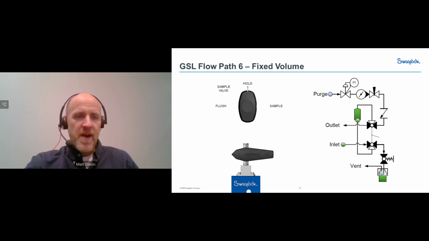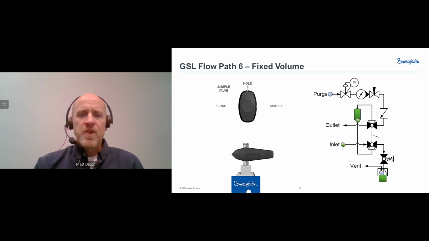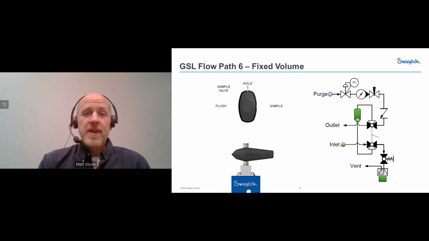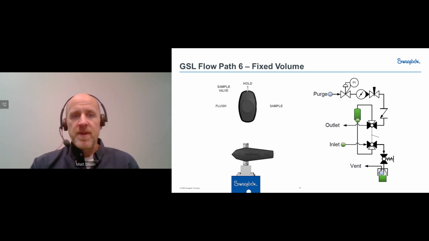So when I switch my valve handle to the flush position, it switches those ball valves and allows the flow to go through that container and actually fill that up. And because we're filling from the bottom up and we're going back to the process, any air that was in that cylinder gets completely removed. And as a result, we've got a very consistent sample size.